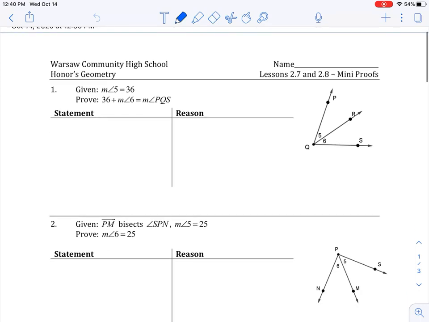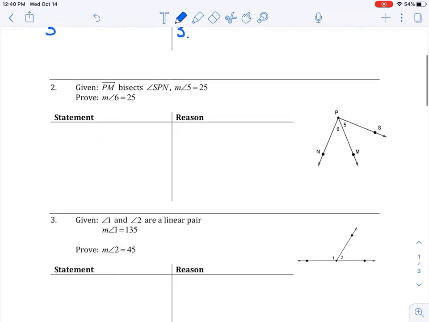First of all, though, I'm going to tell you that the least amount of steps that you need for each of these varies. For this first one, if you do it correctly, your least amount of steps would be 3. So, you know your first statement and reason is you're given. You know what the third statement is. You just have to fill in that middle step. It's as easy as that.